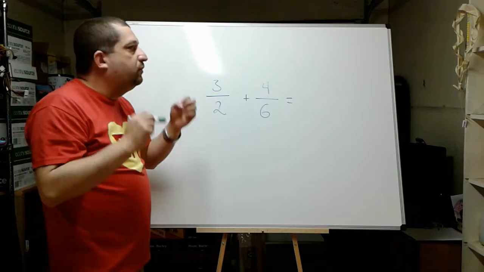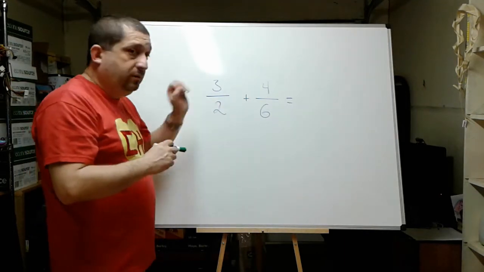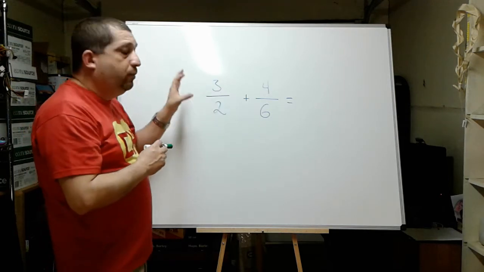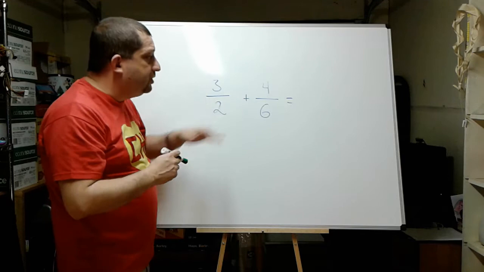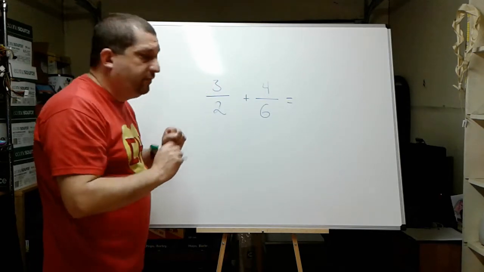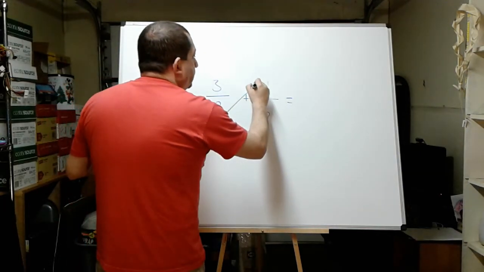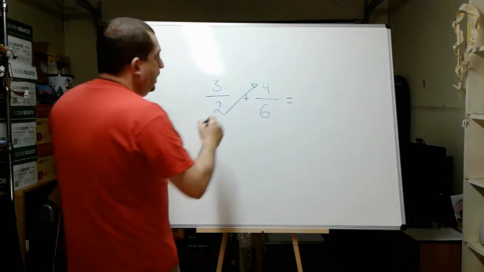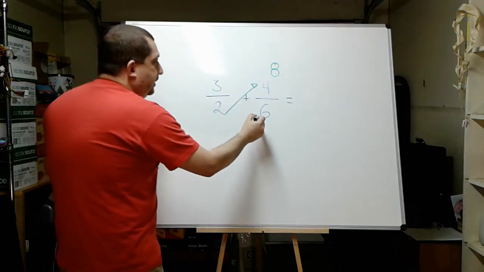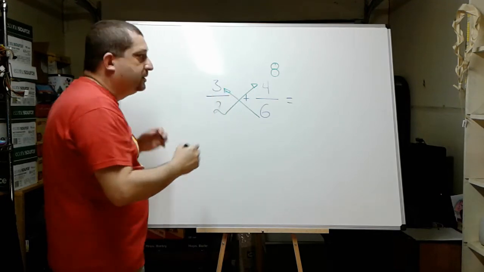We use the system of cross multiplication, yes, for addition whenever we want to solve for an addition of fractions whenever we have different denominators. And this is what we do, my friends. Look, I'm going to multiply 2 times 4. How much is 2 times 4? 8. Very nice. And then I'm going to multiply 6 times 3. Or 3 times 6. How much is 3 times 6? 18.